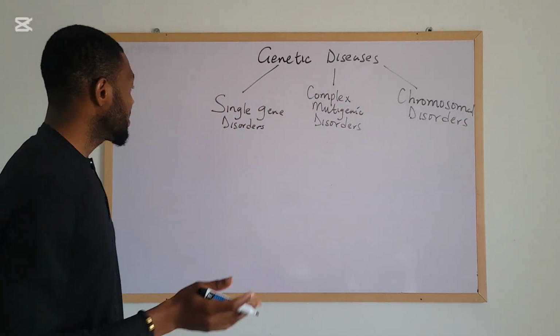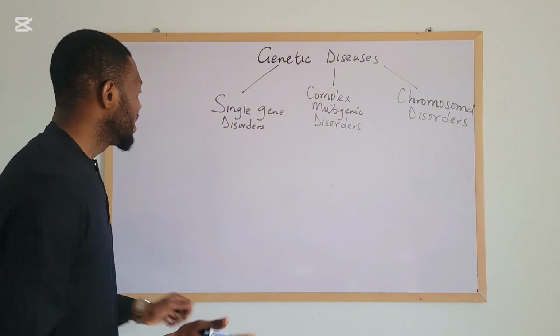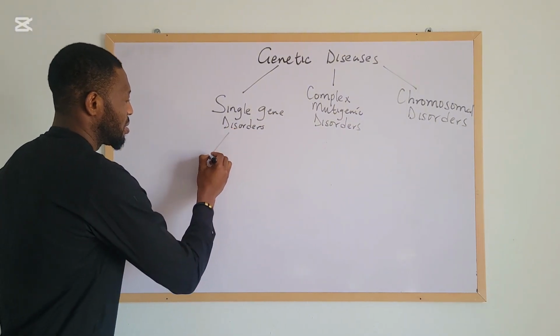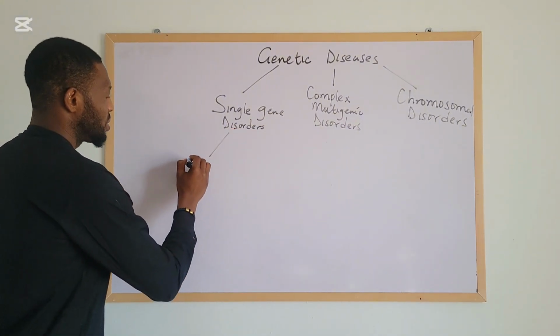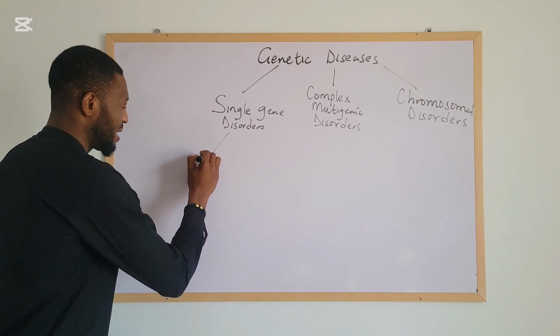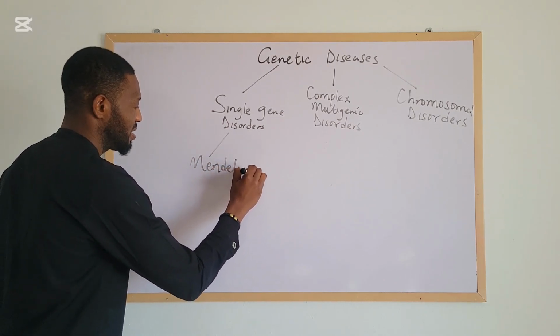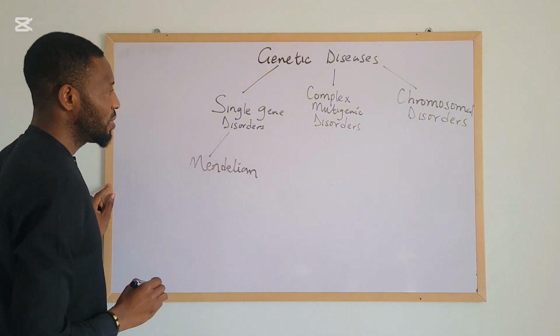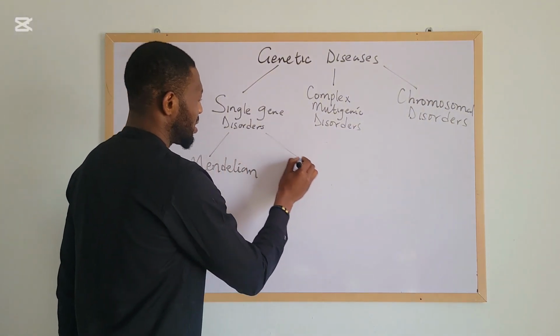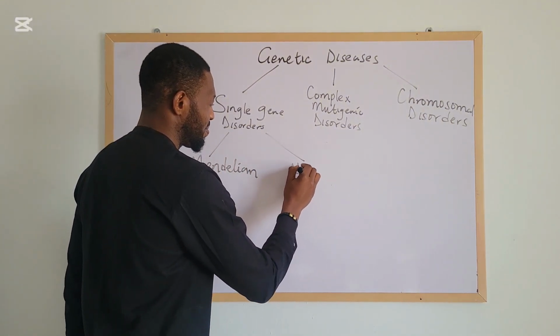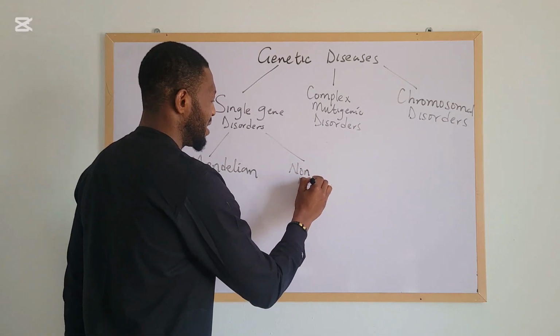Single gene disorders can further be broken down into those that are Mendelian in nature, where their pattern of inheritance follows Mendelian laws, and those that are non-Mendelian.